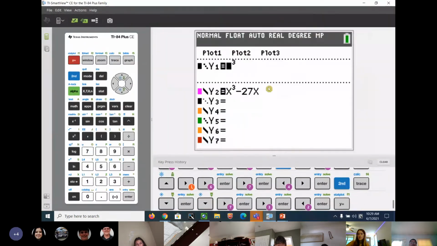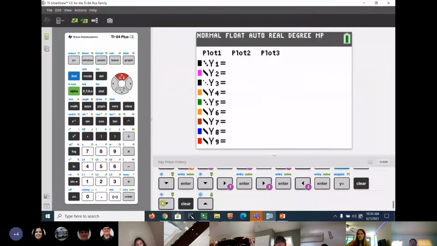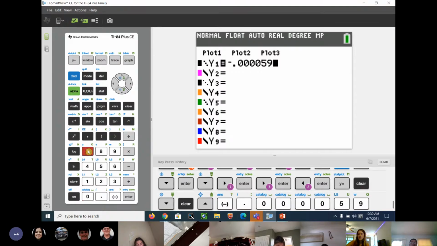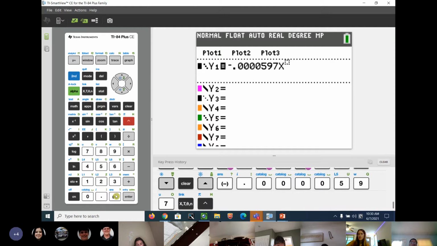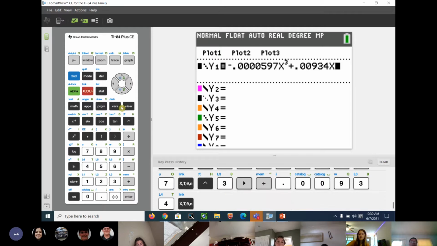And I'm going to clear this one. -0.0000597 X cubed. Now, I do realize that there are people in this classroom that invented the calculator, and you could probably spin it around on your finger like a basketball. But there are some in here that really struggle with it. So that's who I'm trying to help right now. X squared.